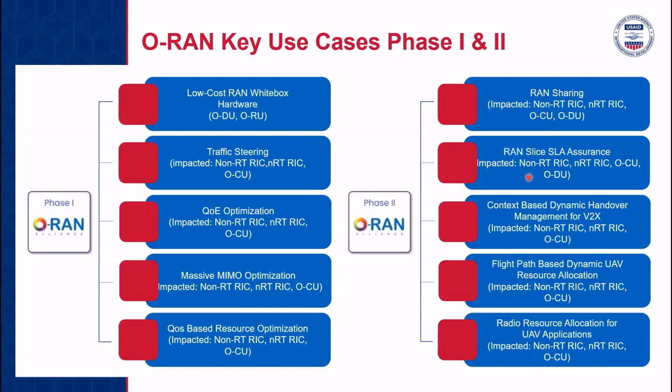Okay, RAN sharing. And then meron tayong RAN slicing, service level assurance. Meron din tayong context-based dynamic handover management, no? Yung for V2X, yung vehicle to everything. Yan. And then flight path-based dynamic. So, unmanned aerial vehicle resource allocation, and yung mga radio resource allocation for unmanned aerial vehicle applications. Okay, so ito yung mga use cases.